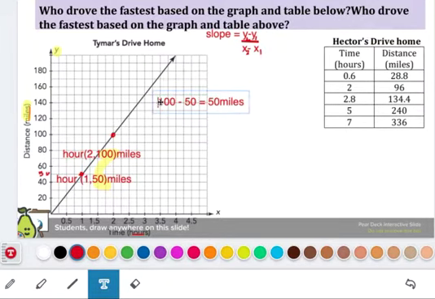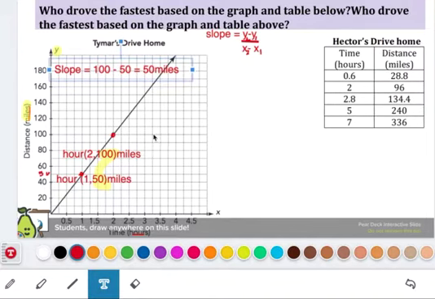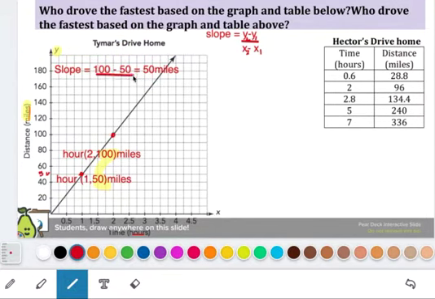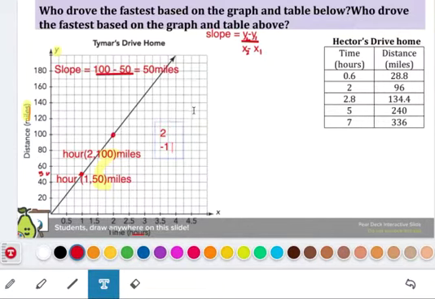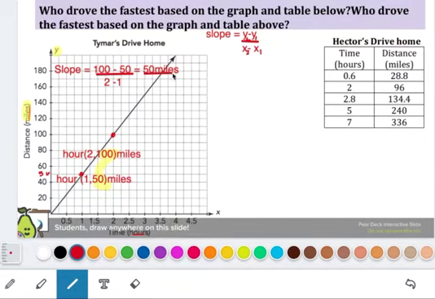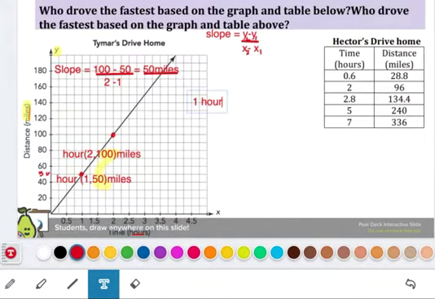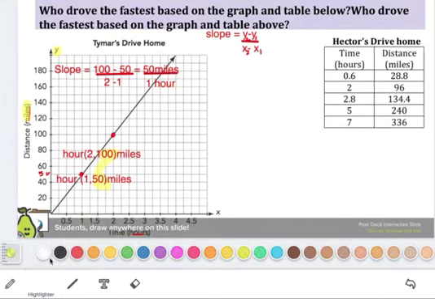We're finding slope or rate of change, the rate or speed, equal to this, and then over the x's. The x's are the hours, so over 2 minus 1 hours. You'll get over 1 hour. So Timir is driving 50 miles an hour. Let's see how fast Hector is driving.